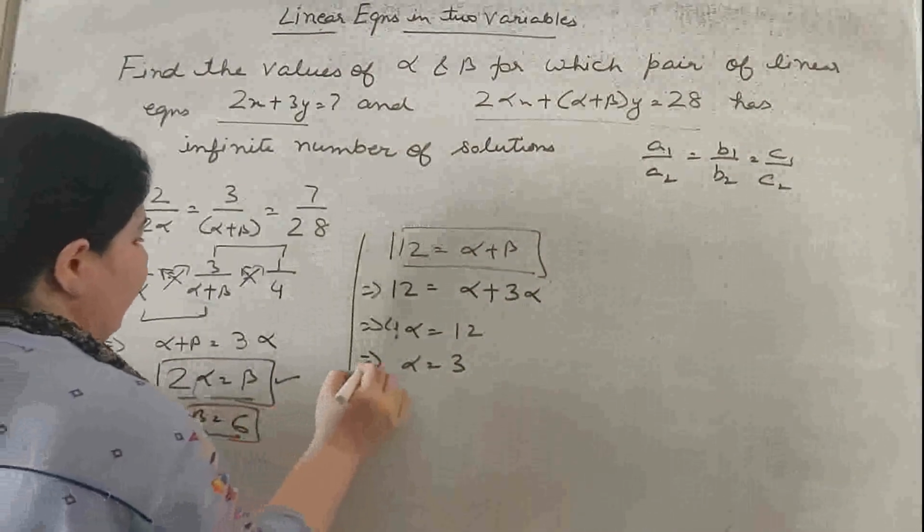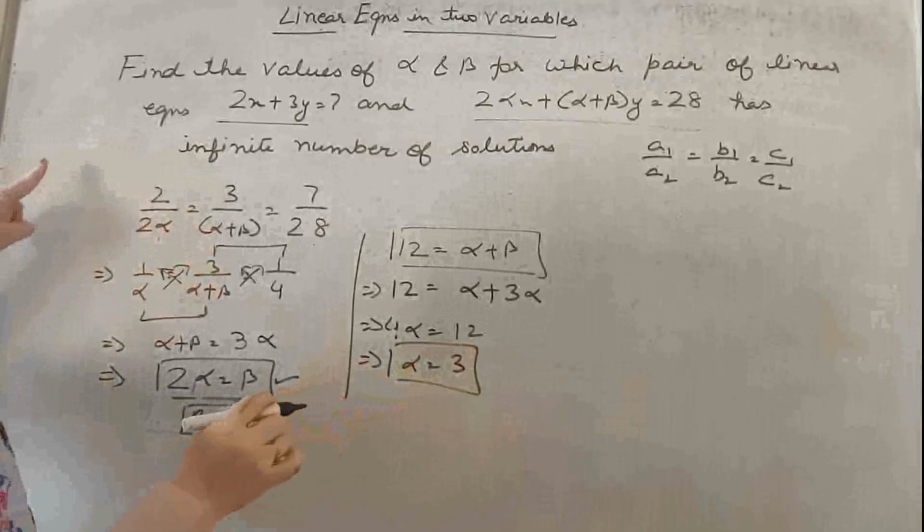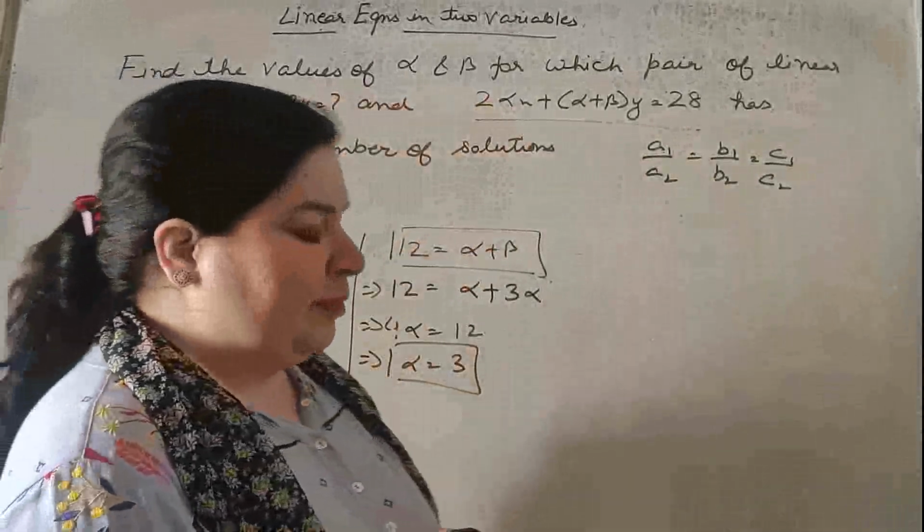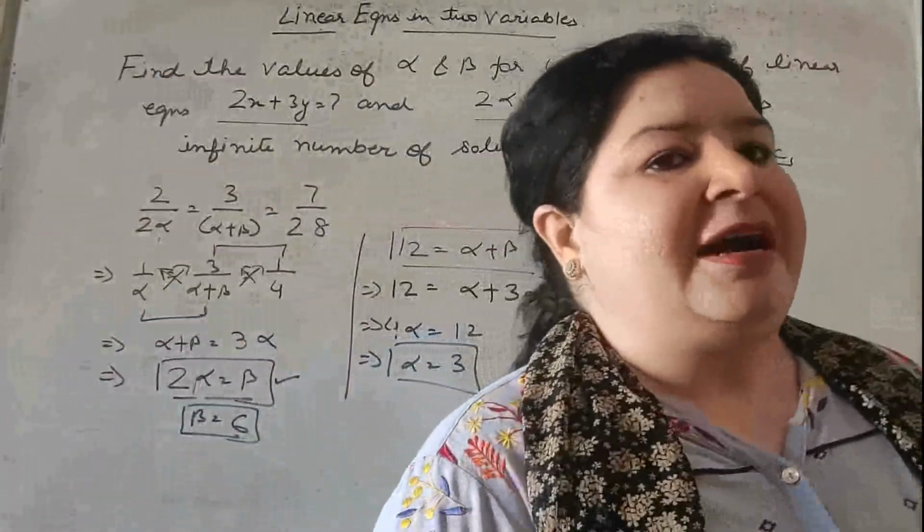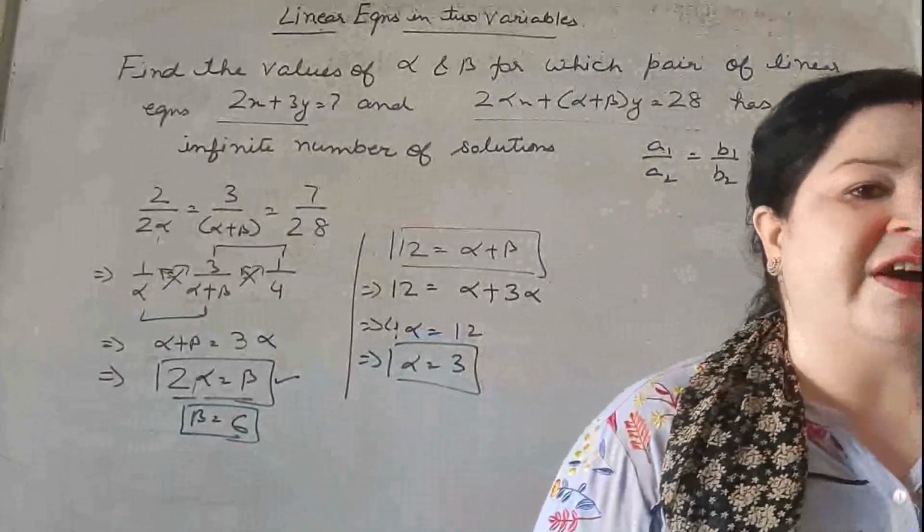Means I have got the value of alpha and beta. This was the question, that you have to find the values of alpha and beta when the condition is given that two linear equations have an infinite number of solutions. Thank you.